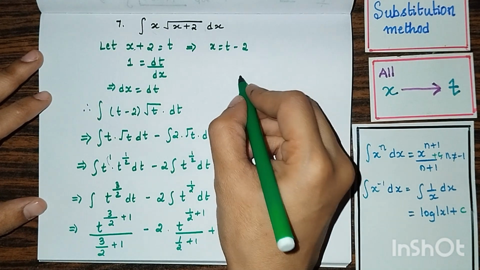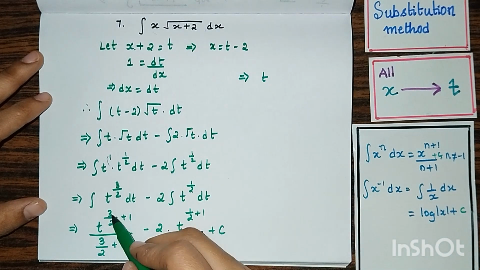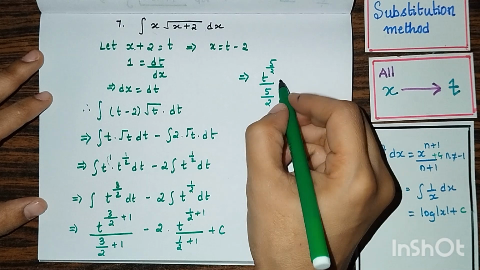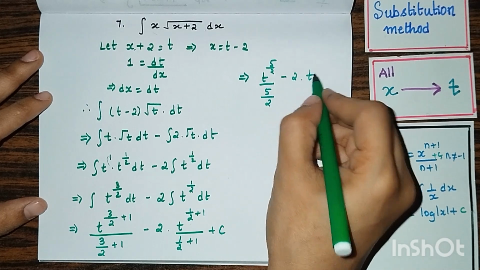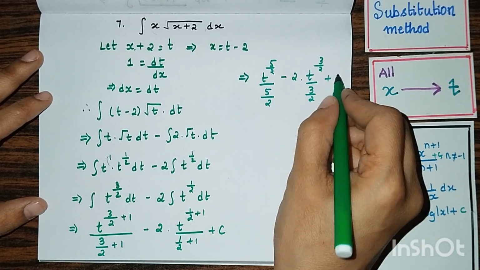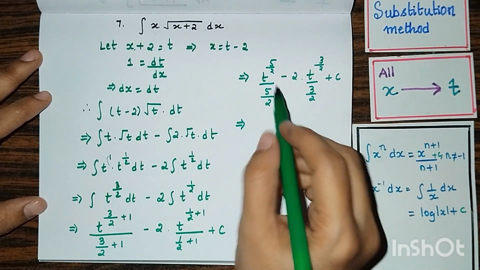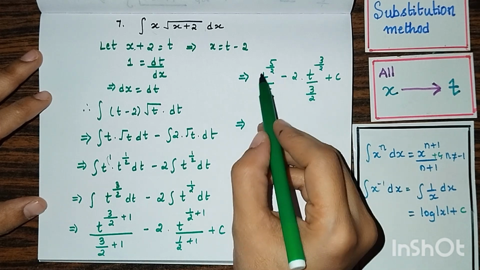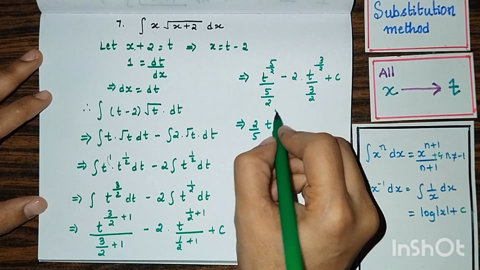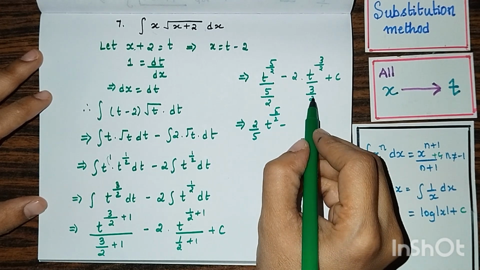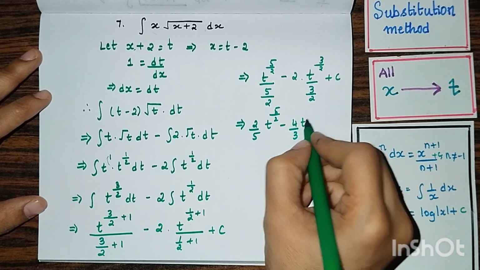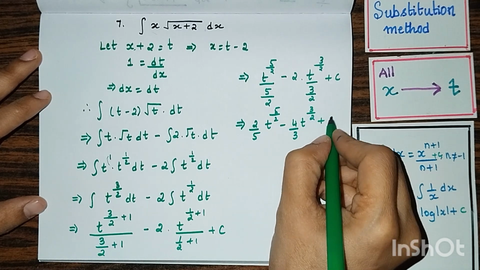plus constant of integration. Now this implies t to the power of 3 by 2 plus 1 is 5 by 2 divided by 5 by 2 minus 2 into t to the power half plus 1 is 3 by 2 divided by 3 by 2 plus constant of integration. So now again we have a complex fraction. So 1 divided by a by b will be b by a into t to the power 5 by 2 minus, so this will be 2 by 3. So 2 into 2 will be 4. 4 divided by 3 t to the power 3 by 2 plus c.